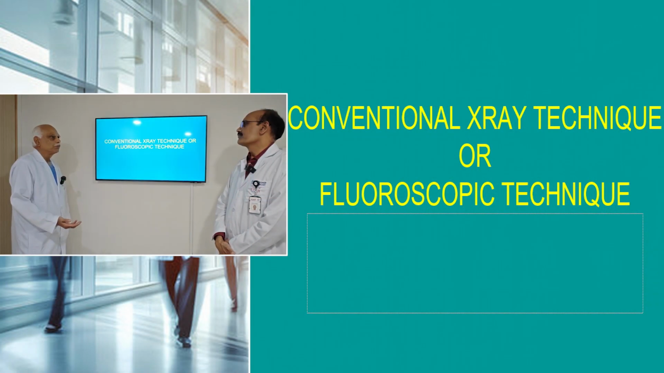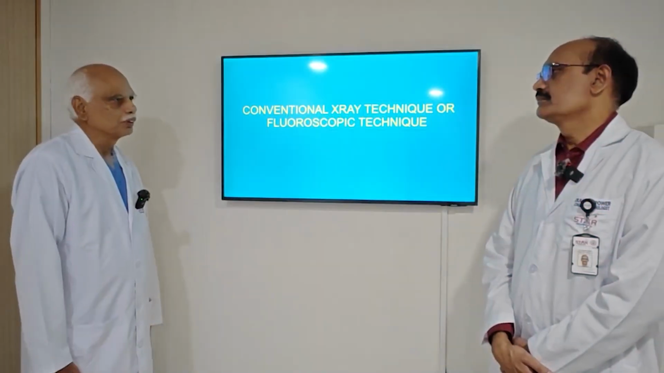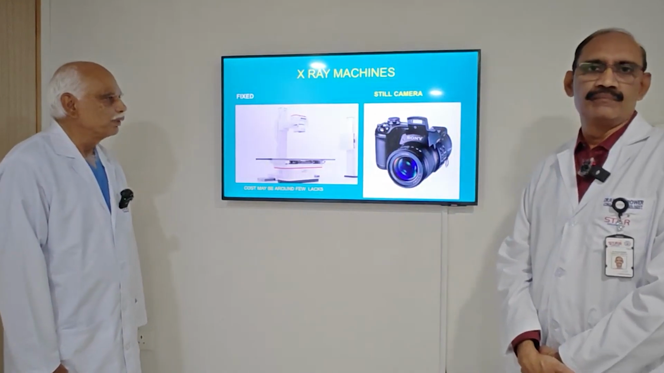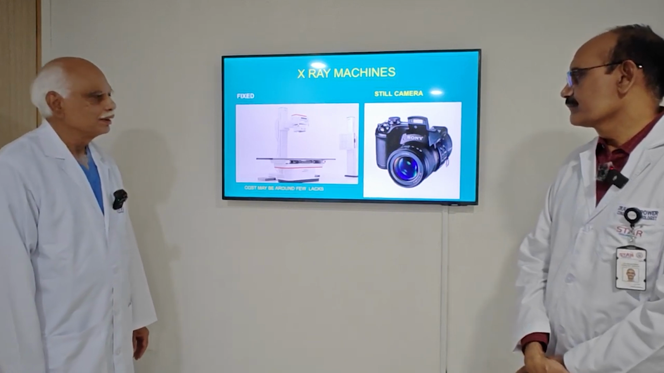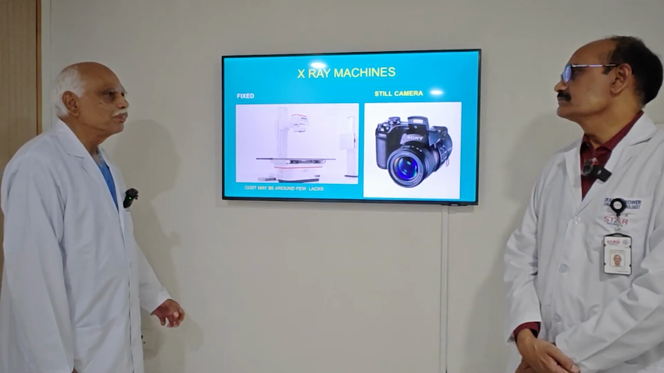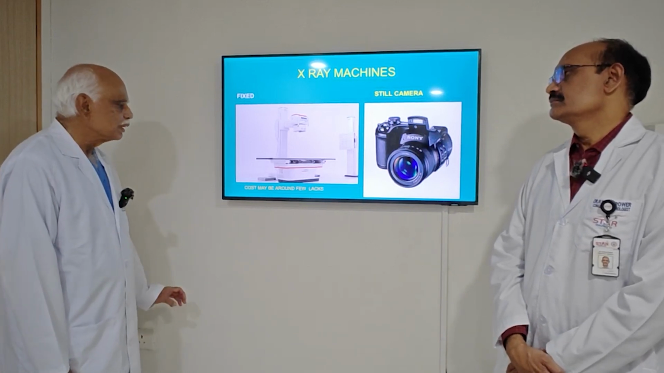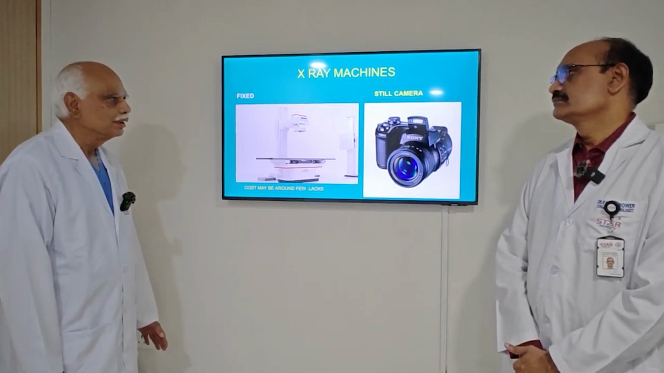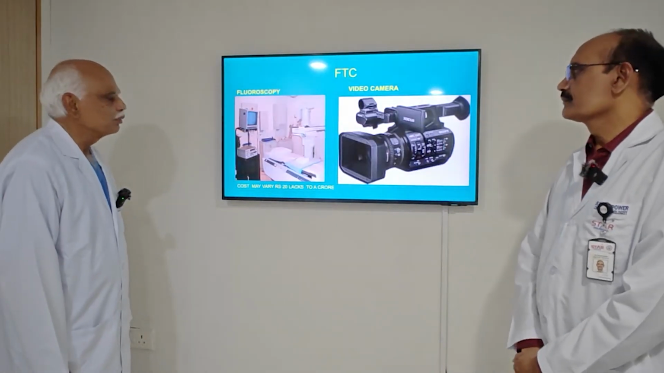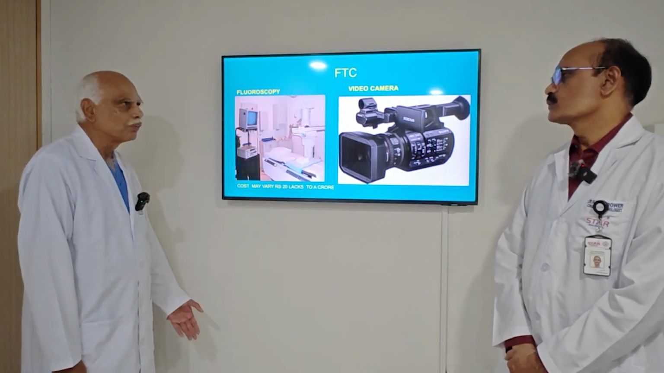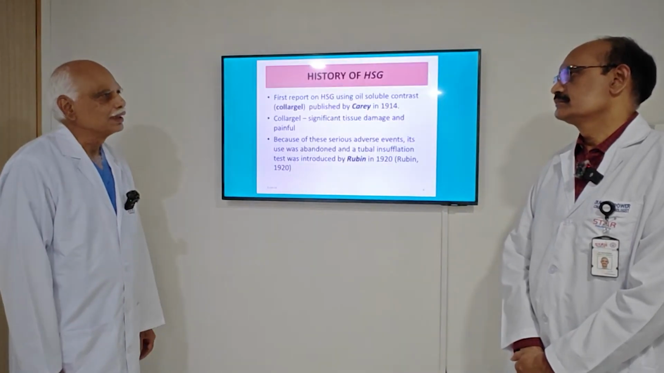If you do it simply with X-ray, it is called the conventional X-ray technique, and what we generally use is the fluoroscopic technique. Just a comparison: X-ray machines are compared to a still camera. The procedure cost varies depending on the cost of the equipment. A simple X-ray machine costs a few lakhs, just like a still camera. A fluoroscopy machine is expensive and may cost up to ₹1 crore, just like a video camera is definitely costlier than a still camera.